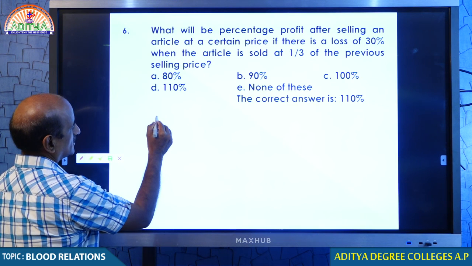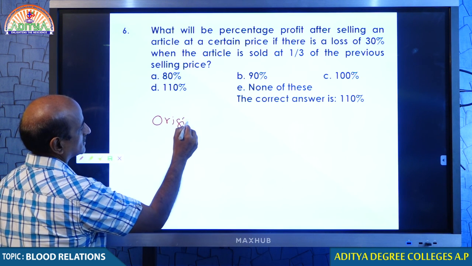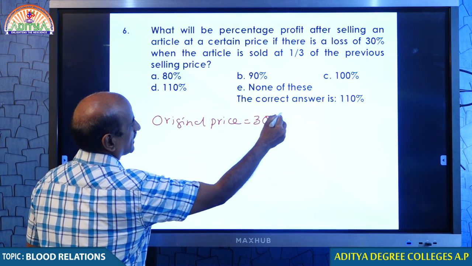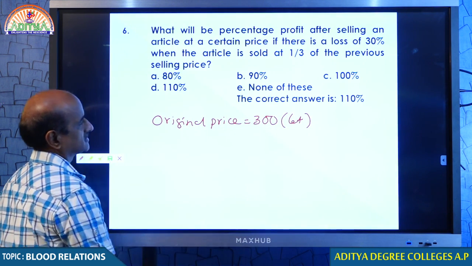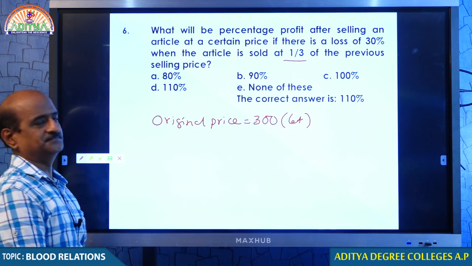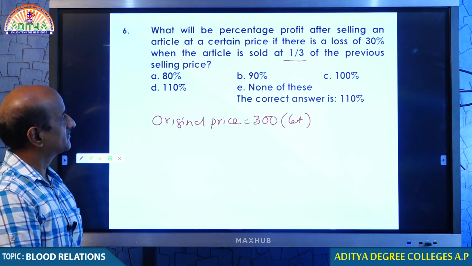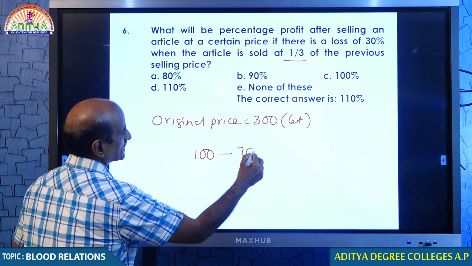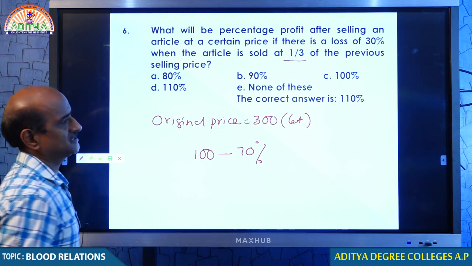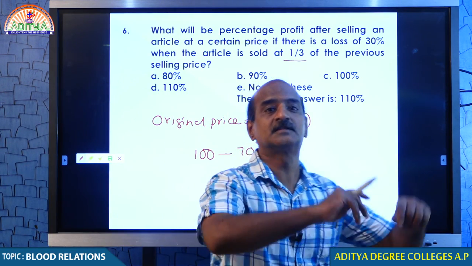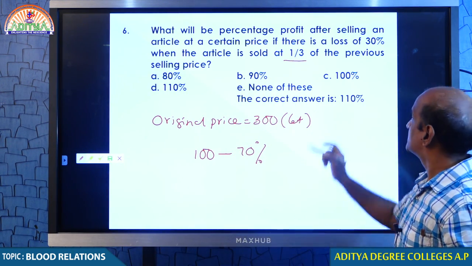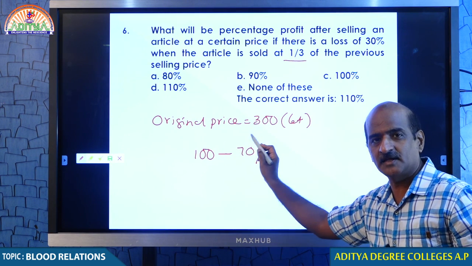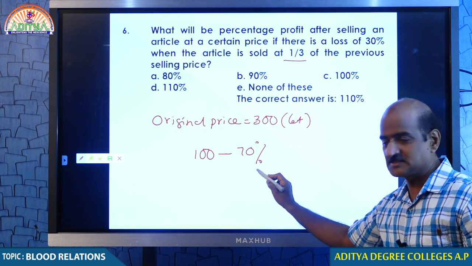Students, let the original price be 300. You understand why I took 300? Because I need to confirm 1/3. Okay, ready? When it is sold for 100, you get 70%. You know why 70%? There was a loss of 30% when it is sold at 1/3 of the previous price. What is 1/3 of the previous price? 300 by 3, that is 100. When you sold for 100, you got 70%.